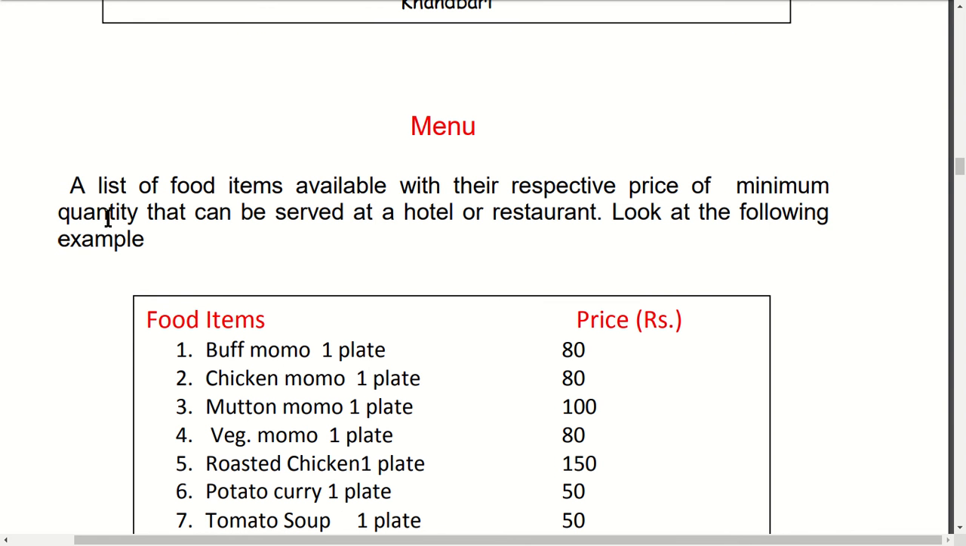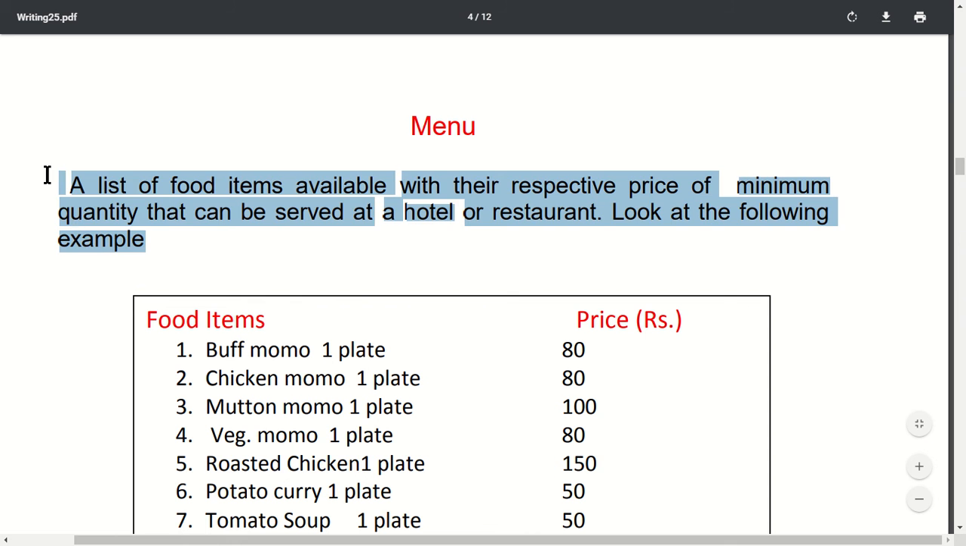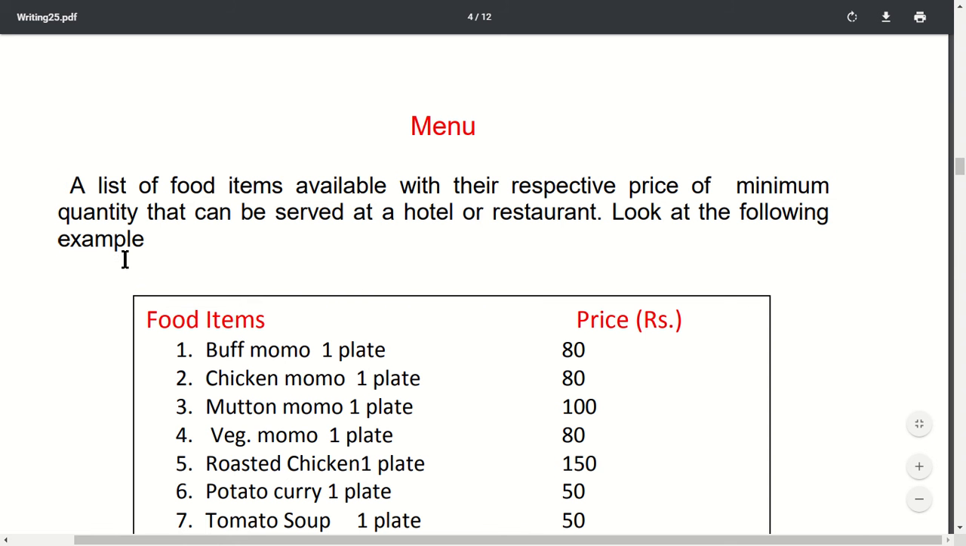To explain something, to make you understand, I have written a paragraph here. A list of food items available with their respective price of minimum quantity that can be served at a hotel or restaurant. Look at the following example. This is the example here, menu here. But a menu can be asked here, but this is not necessary to write in the examination.